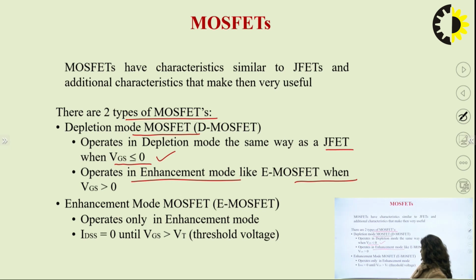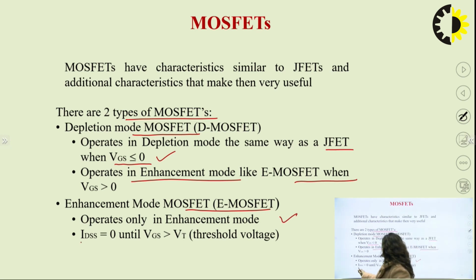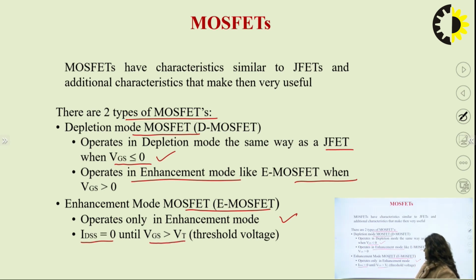The enhancement mode MOSFET will operate only in the enhancement mode, and in that case the drain source current must be 0 until the gate source voltage is greater than VT, which is your threshold voltage or the knee voltage. Before that point, the drain current will be 0, and after that the drain current keeps on rising.